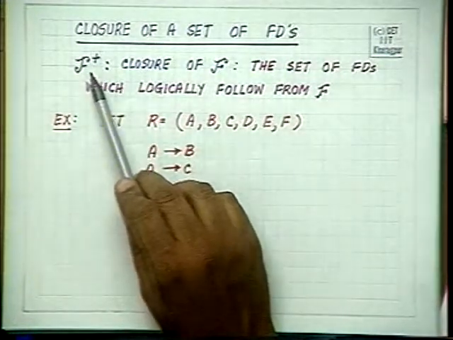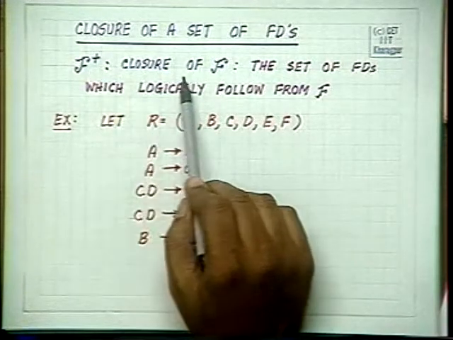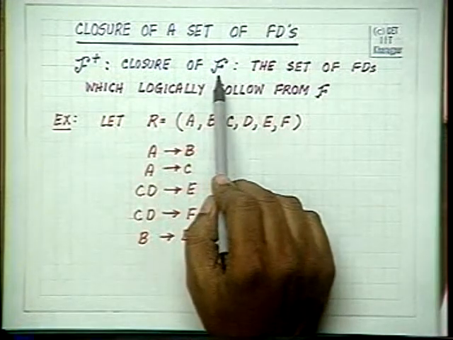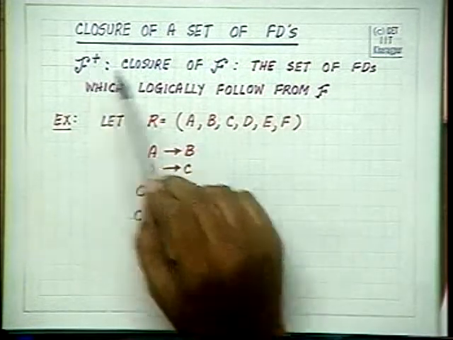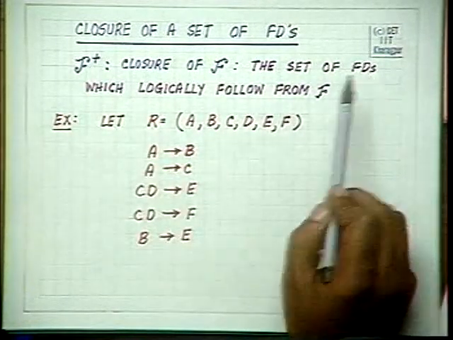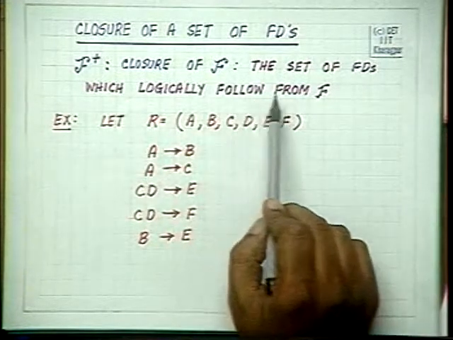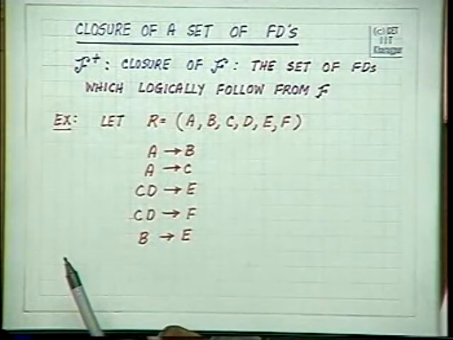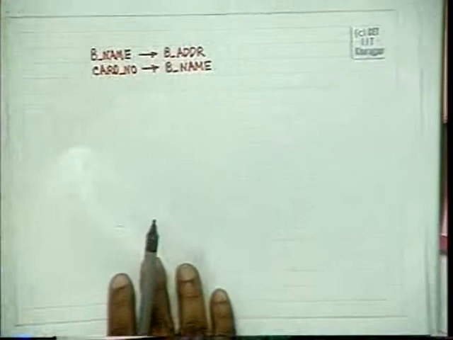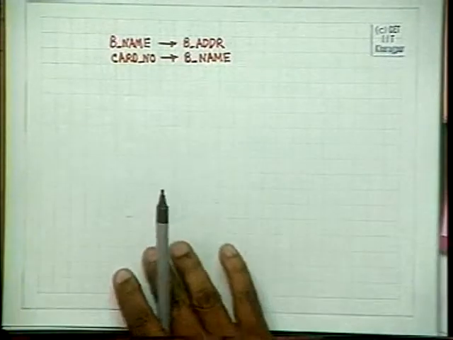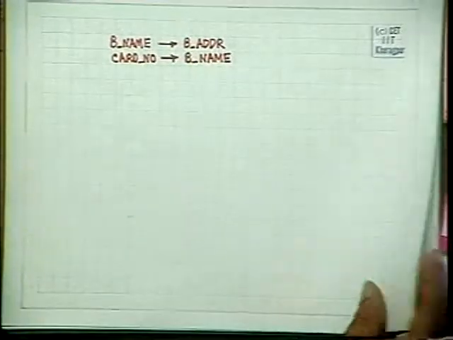We define F plus to be the closure of a set F, where F is a set of functional dependencies, and F plus is the set of functional dependencies which logically follow from F. Before we take up this, we take up an example like this.